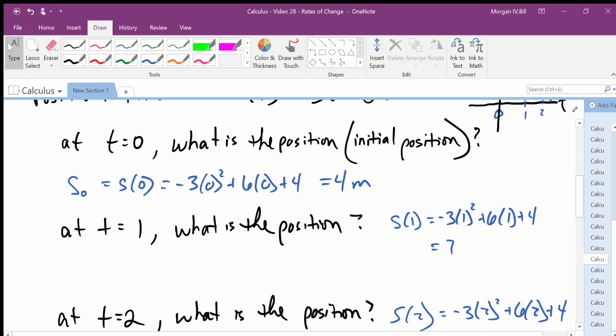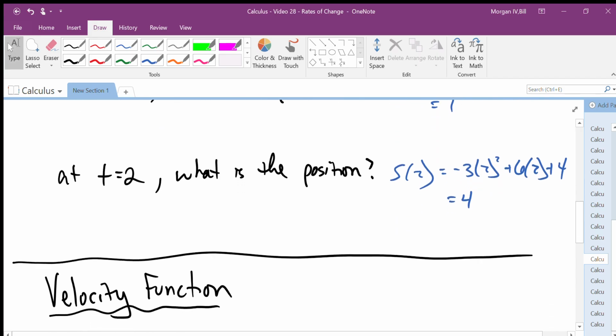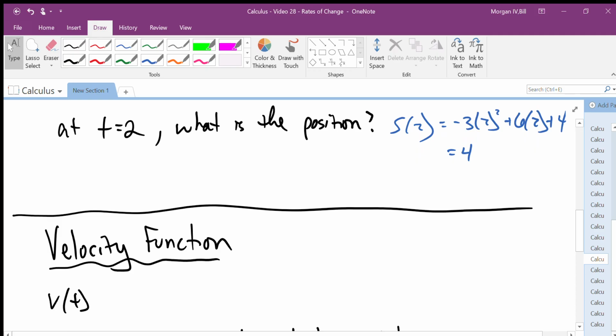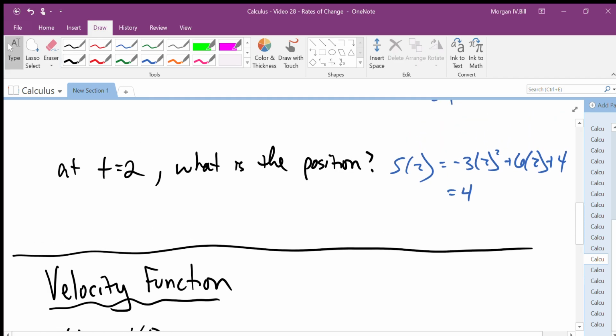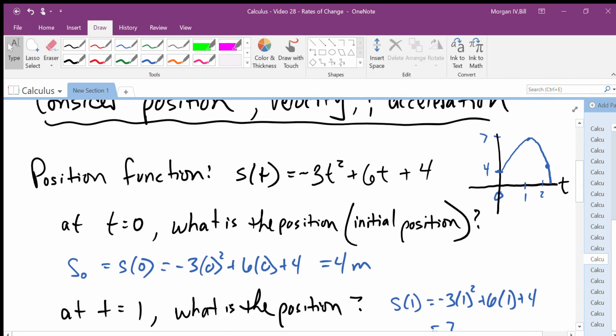The question is, next, what is the velocity function? So the velocity is the change in the position, right? If your position is in meters, the velocity is the change in the position. It's the rate at which the position is changing, and that is a derivative. So we get the velocity function, which we call v of t, is equal to the derivative of the position function s of t. All right, so velocity: the change in the position, the rate at which the position changes, the derivative of the position.